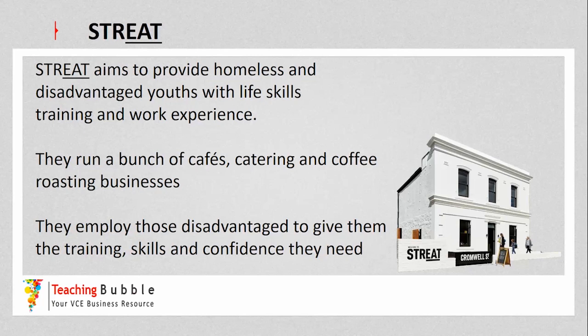So it employs the disadvantaged and gives them the training, skills and confidence that they need so that they can get their life back on track. And so while they're aiming to make a profit, it's what they do with that profit and how they run their business. Their primary aim of the business is to help those homeless and disadvantaged youths. And that's what a social enterprise is.